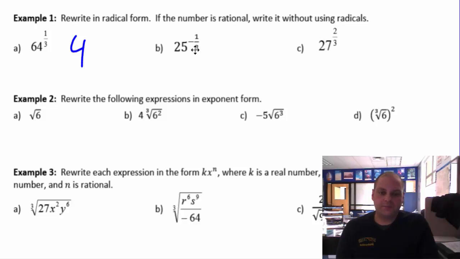All right, here we go. This one, now, I'd throw in a negative in there, but that's okay. We learned negative exponents in a previous lesson, right? So we know this is going to be 1 over the cubic root of 25. Okay, so that would be it. 1 over the cubic root of 25.